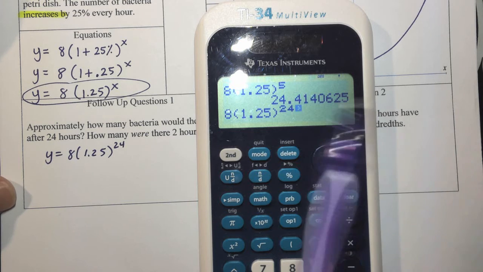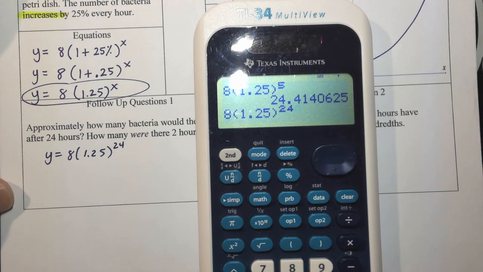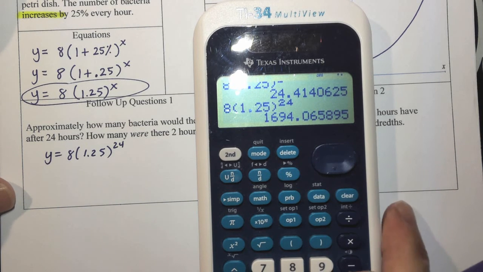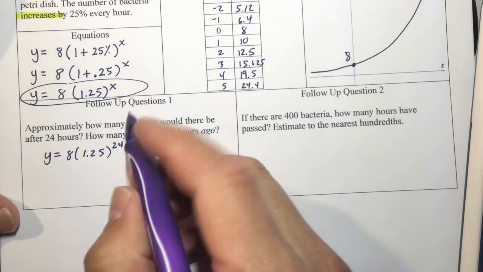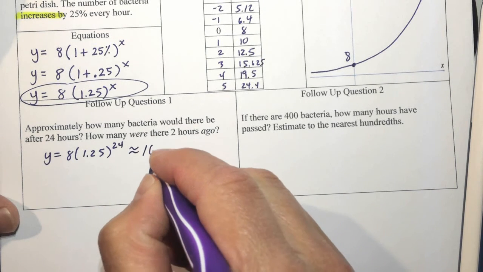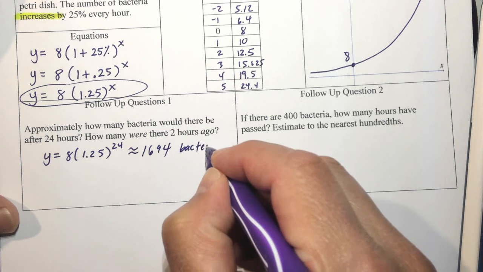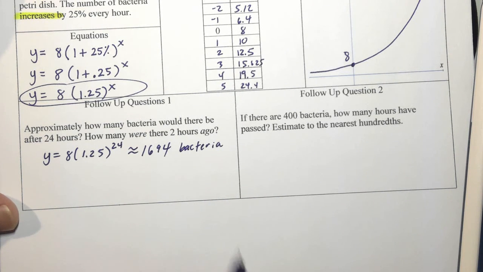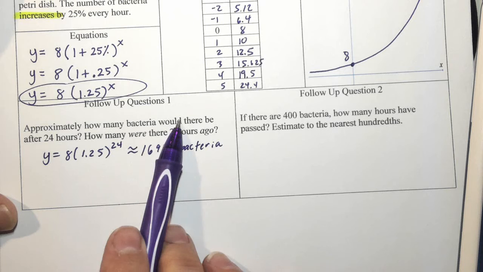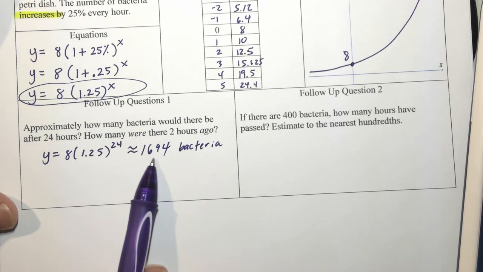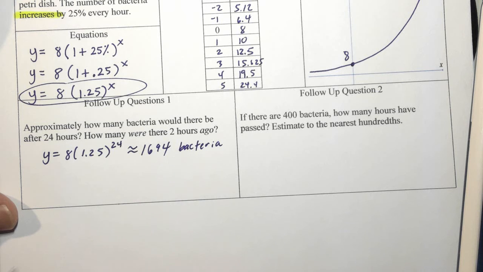So after 5 hours, 24. But watch this. It's about to be a crazy big number. 1,694 bacteria. I don't need a complete sentence, but I do need a label. So the question says, how many bacteria would there be after 24 hours? About 1,694 bacteria. So I don't need a complete sentence, I just need a label.